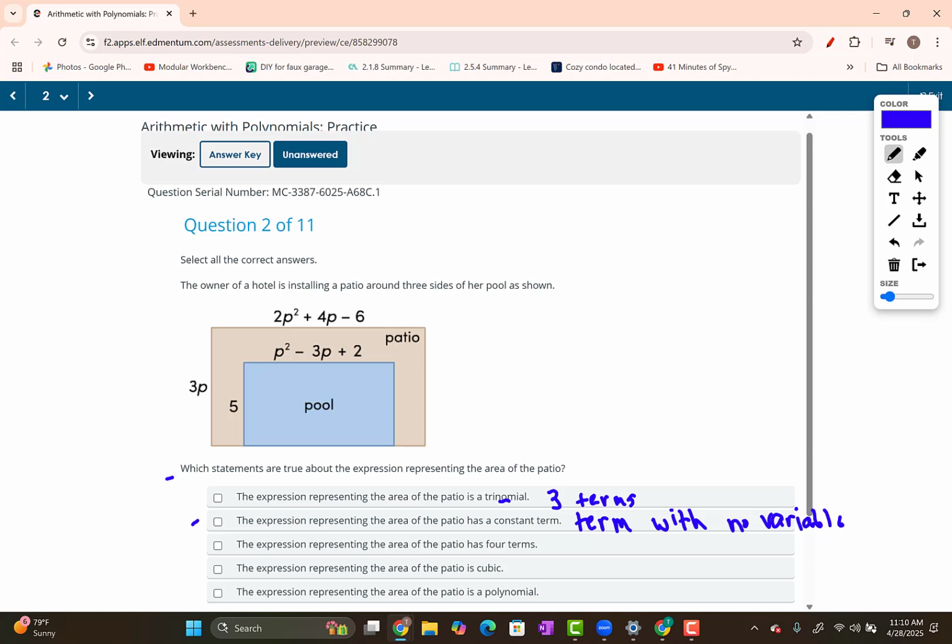The third choice, the expression representing the area of the patio has 4 terms. All right, that's pretty straightforward. Fifth choice, the expression representing the area of the patio is a cubic. So that means the biggest exponent in the problem, the degree of this polynomial, will have an x to the third. There might be a number in front of the x to the third, and it obviously will have an x to the second or a regular x. But the biggest exponent in the problem has to be an exponent of 3.